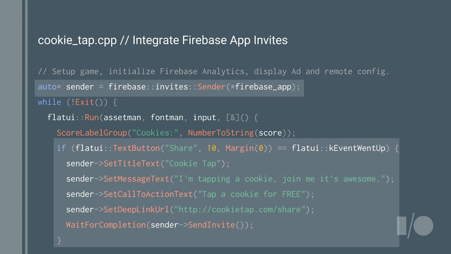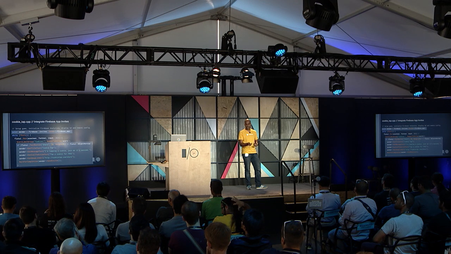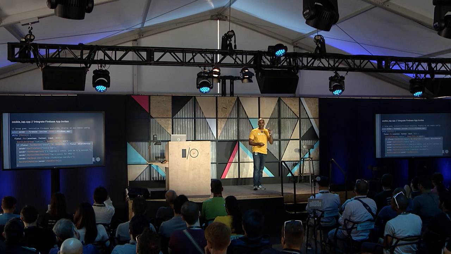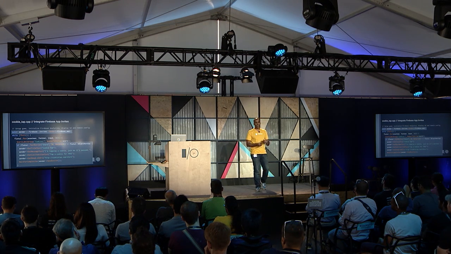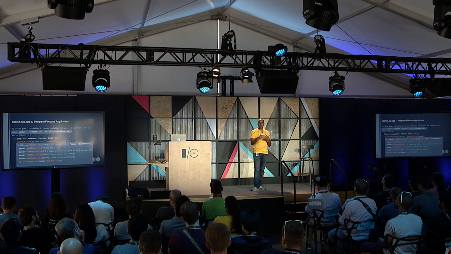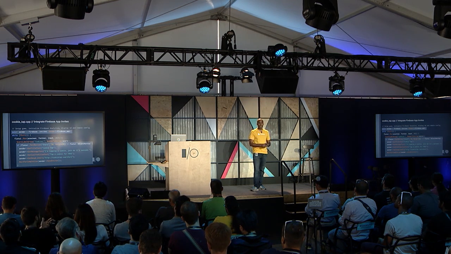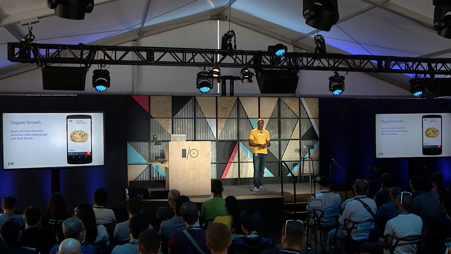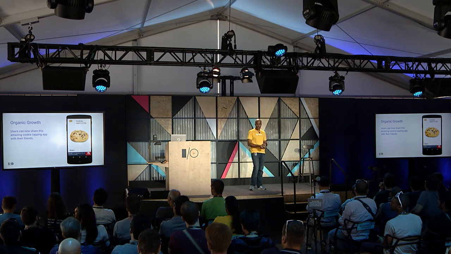The title is cookie tap. I'm tapping a cookie. And then, you know, the link into my app, which tells me where that came from, right? So it's got this share link. And then finally, I send the invite. And what this will do is when a user taps on that link, it will open up a dialog that will enable them to share the application with their friends. They can select the friends that they want to share with. And when their friends click on that link, it will install and open the application with that link associated with it.